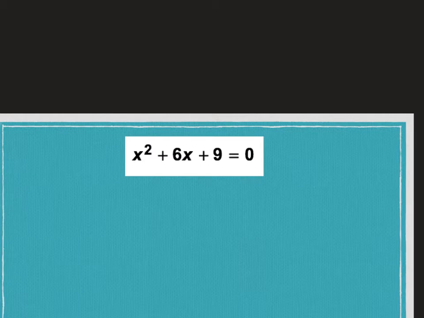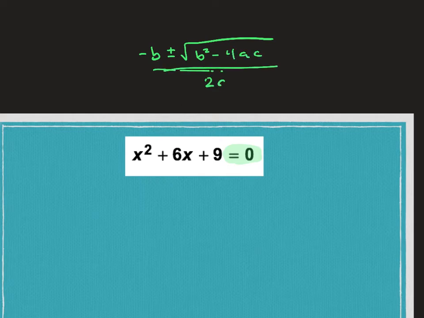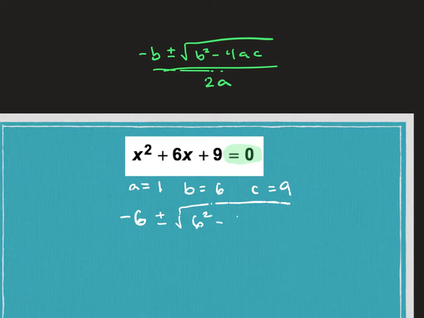So we have equal to 0, so we can just go ahead and plug it into our formula. We have negative b plus or minus the square root of b squared minus 4ac over 2a. On your homework, just make sure you write your formula, and all you have to do is plug it in. What's our a? 1. What's our b? And what's our c? 9. So we plug everything in. We have negative 6 plus or minus the square root of 6 squared minus 4 times 1 times 9 over 2 times 1.